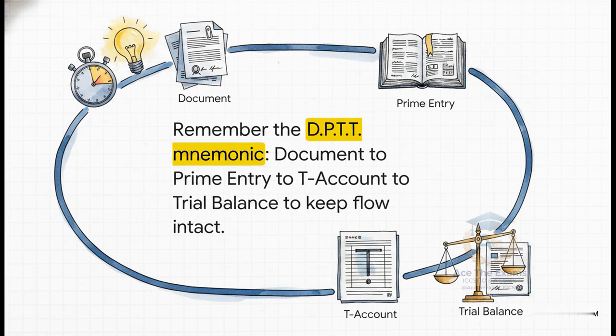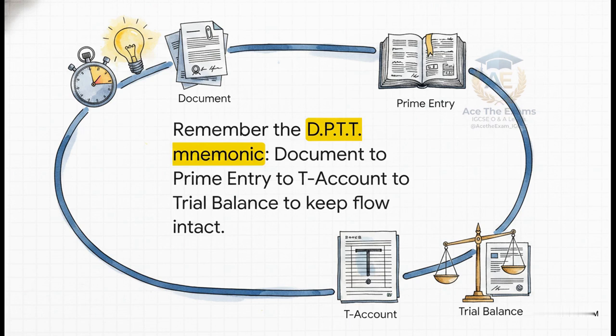So, how do you actually avoid these traps when the clock is ticking and the pressure is on? Memorize this simple mnemonic: DPTT. Document, prime entry, T account, trial balance. When you're in the middle of a brutally complex asset disposal calculation and your brain suddenly freezes, just stop. Write DPTT on your scratch paper. It will instantly reorient you. It ensures your procedural flow stays perfectly intact and grounds you right back into the logical framework that guarantees you those critical method marks.